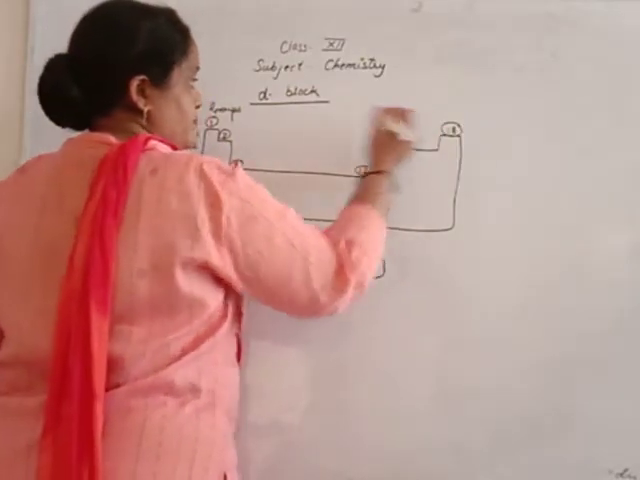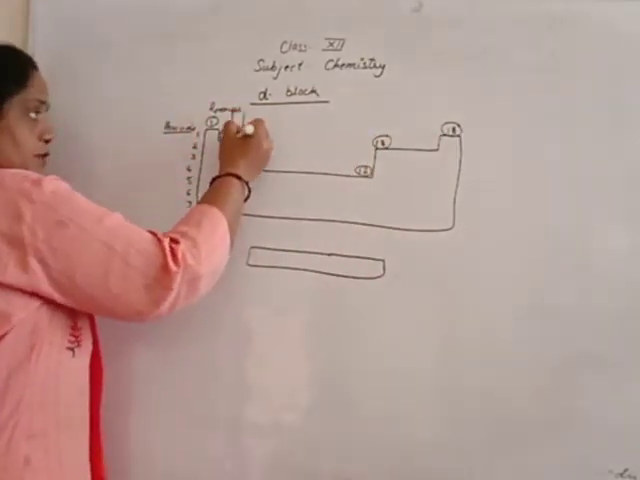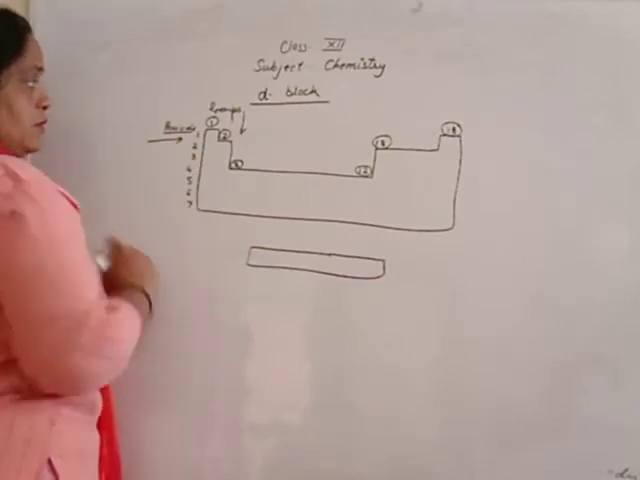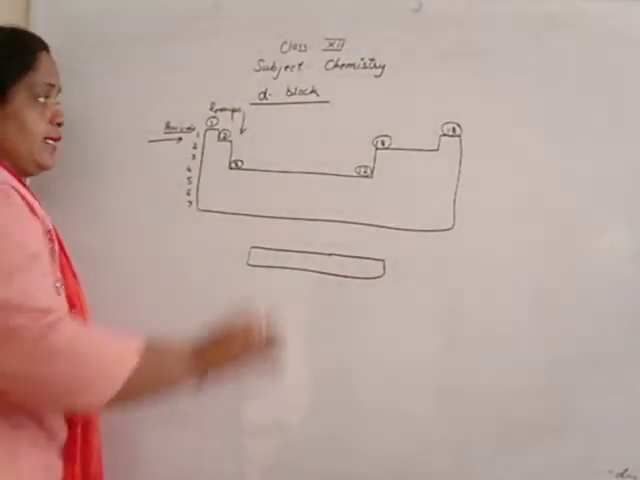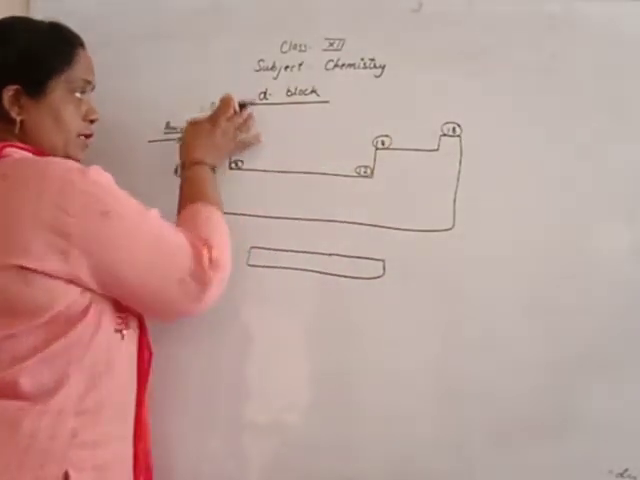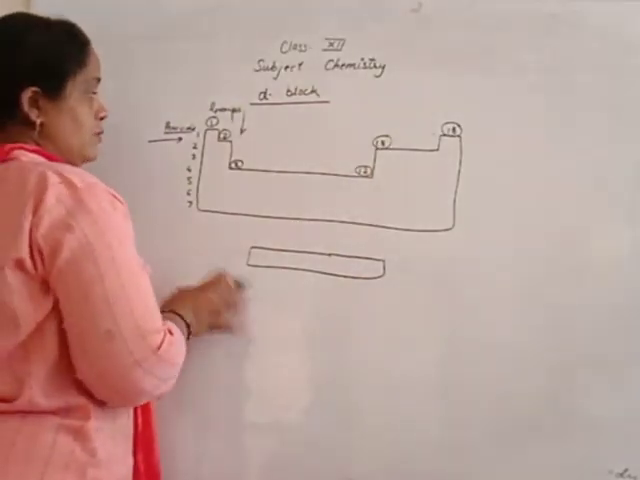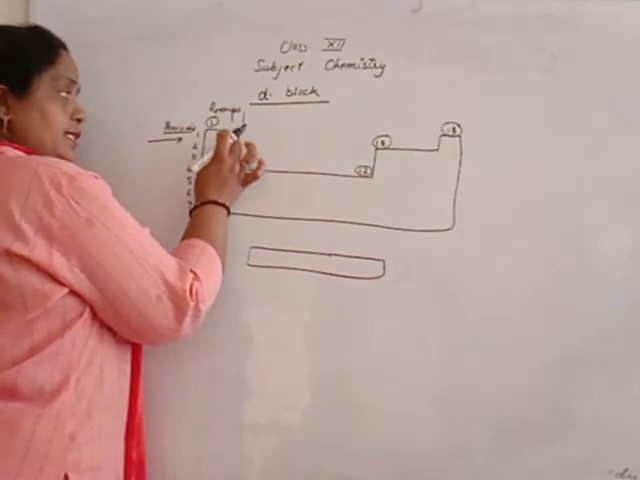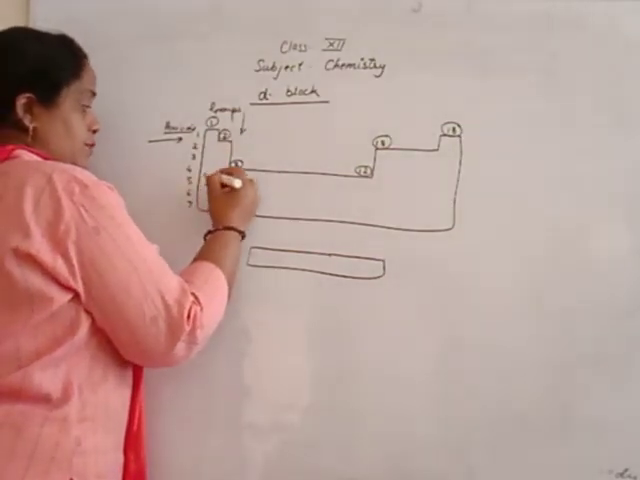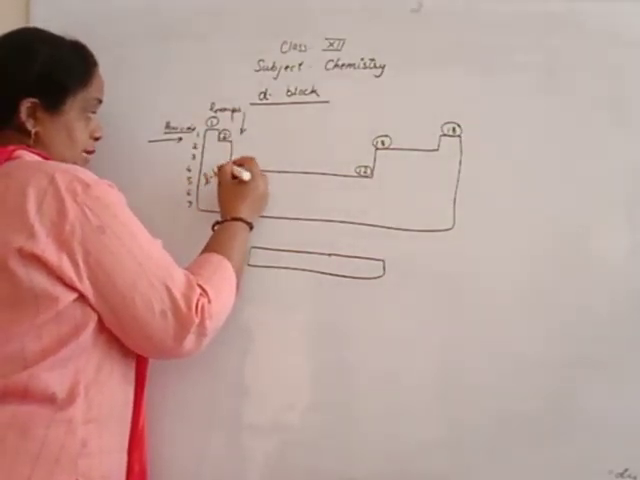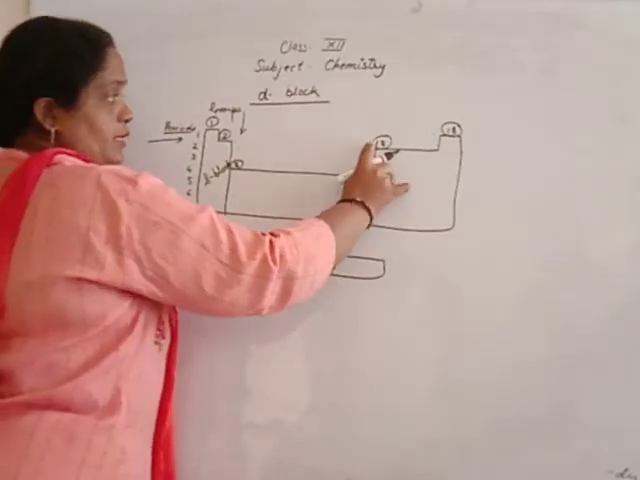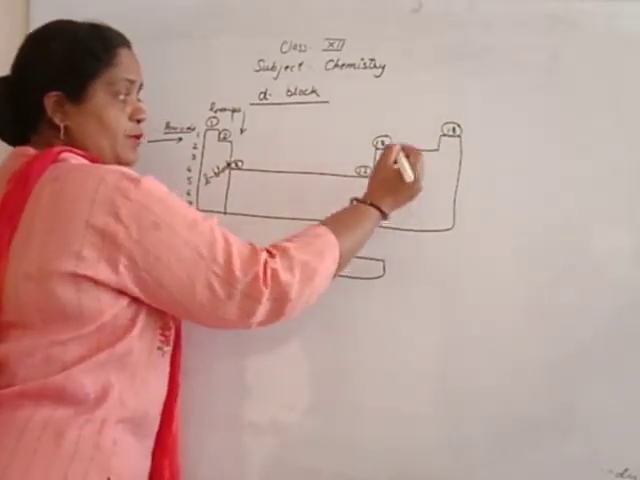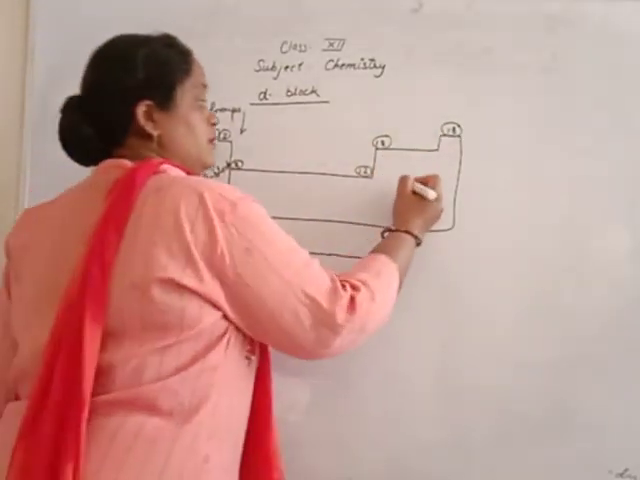Groups move downward, periods go along from left to right. That is, the horizontal rows are periods, and the downward vertical columns are groups. The elements of the first and second group are included in the s block because the last electron enters the s orbital. From 13 to 18, the last electron enters the p orbital, so it is known as the p block.